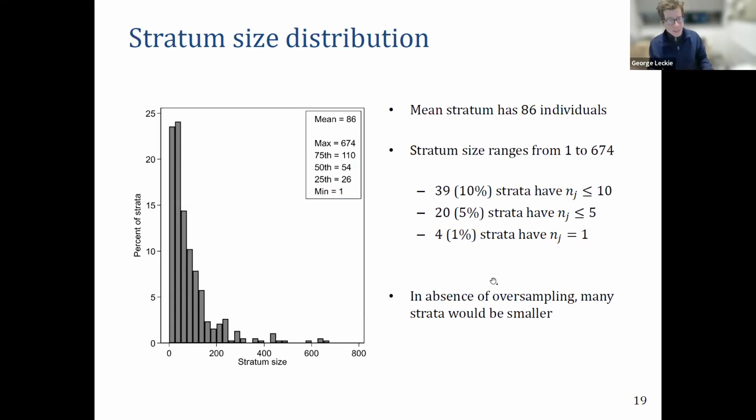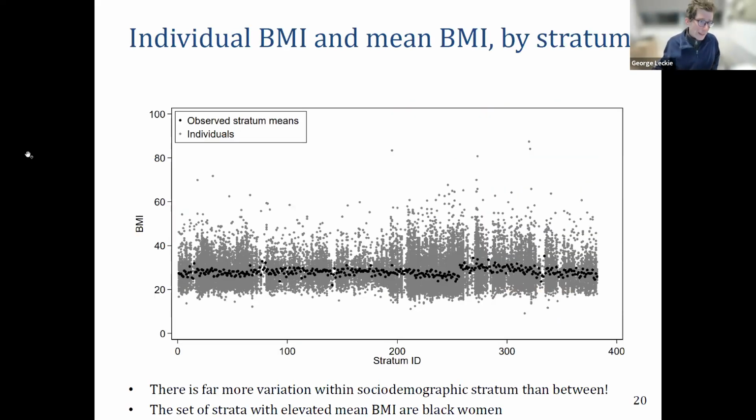Right, let's now look at the actual data. On the y-axis, I have BMI, and on the x-axis, I have my 382 strata. The gray dots, and there's 33,000 of them, are the individuals, and the black dots are the observed stratum mean BMI. Every column of gray dots is a set of individuals who belong to the same stratum. They are identical in their sex, race, ethnicity, income, and age.